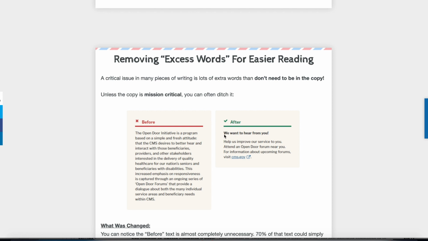Hey, we want to hear from you. Really? You want to hear from me? And then it says, help us improve our service to you. Attend an open door forum near you for information about upcoming events. Go to cms.gov. There you go. Very simplistic. People can choose to go or not choose to go. All of this is very wordy. Very wordy. It's unnecessary.